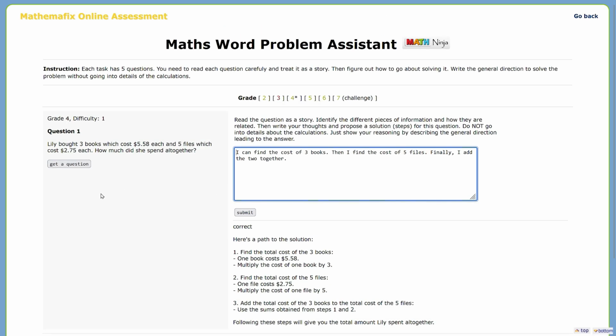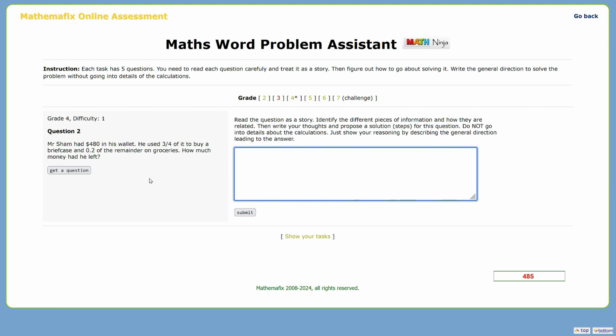All right, now we can get another question. Now question number 2. Now Mr. Sam has $480. He used 3/4 of it to buy a briefcase, and 0.2 of the remainder on groceries. How much money had he left? Alright, this problem is a little bit difficult.